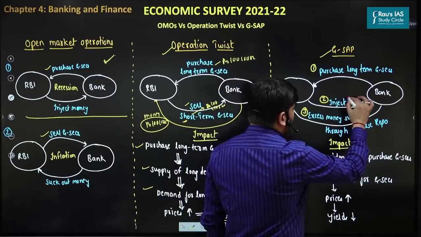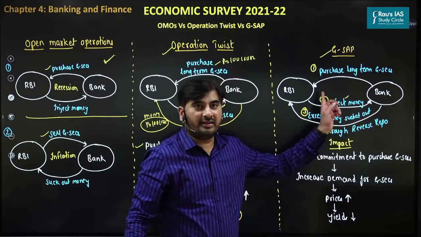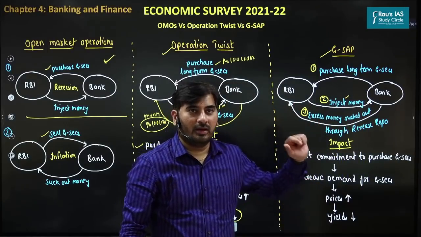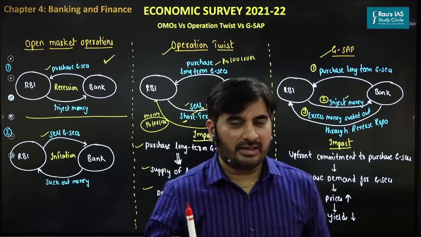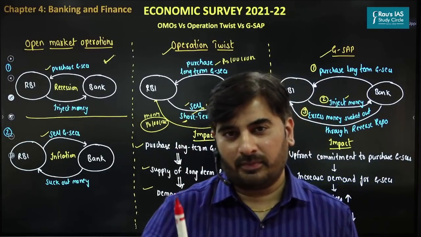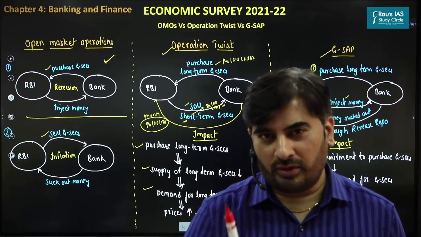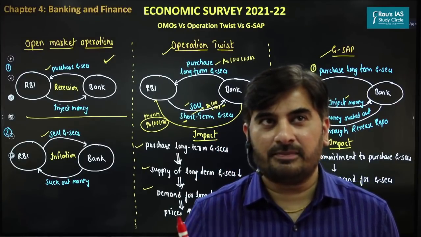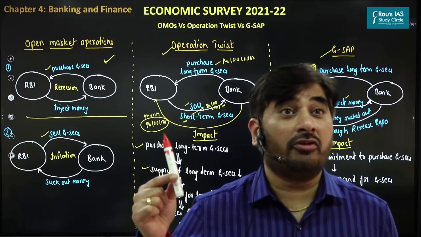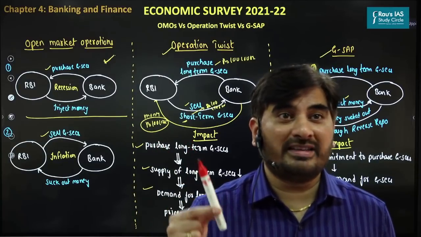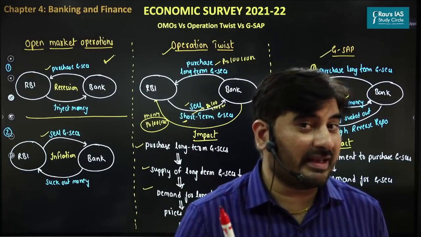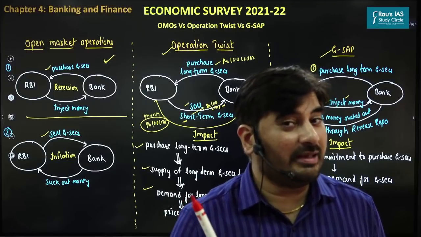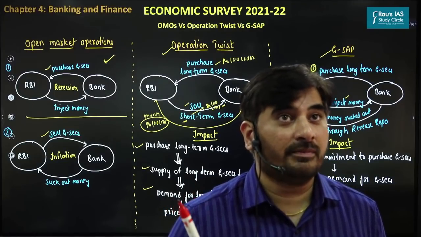Now, one interesting thing which happens here: when RBI is purchasing the long-term government securities, don't you think the RBI is injecting money now? Can you see this? RBI is injecting money. Now, just imagine if you keep on injecting money through the GSAP program, can I say the total amount of money supply in the economy will increase? It is similar to quantitative easing, right? Total amount of money supply will increase. And if the total money supply increases, don't you think it may lead to hyperinflation in future?